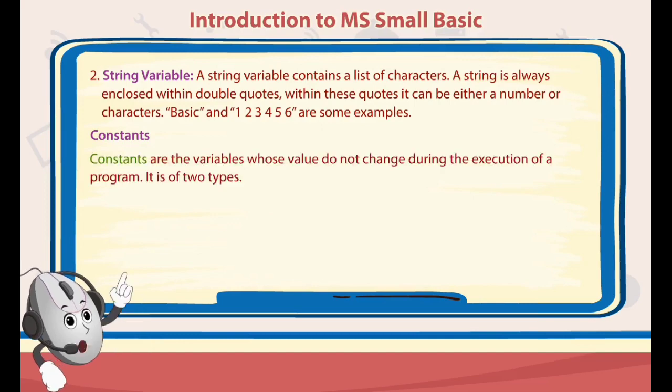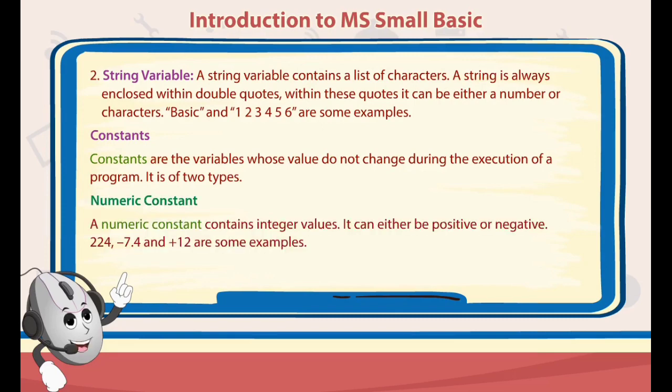Constants. Constants are the variables whose value does not change during the execution of a program. It is of two types. Numeric constant. A numeric constant contains integer values. It can either be positive or negative. 224, minus 7.4 and plus 12 are some examples.